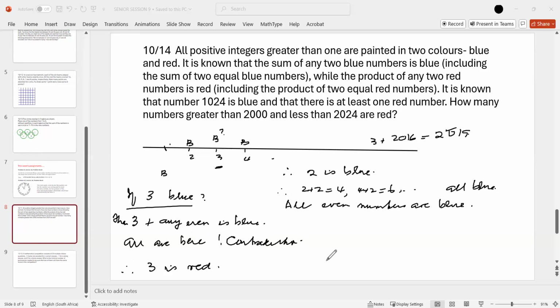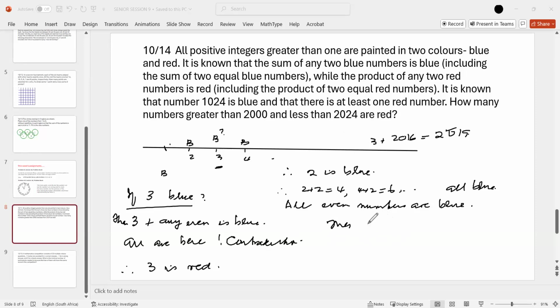Three is red. We don't know what happens to a red plus a blue. We only know red times red is red. Okay. So now let's take any power of 3 is red. I want to take a power of 3 which is greater than 2024. And we'll see just now why.